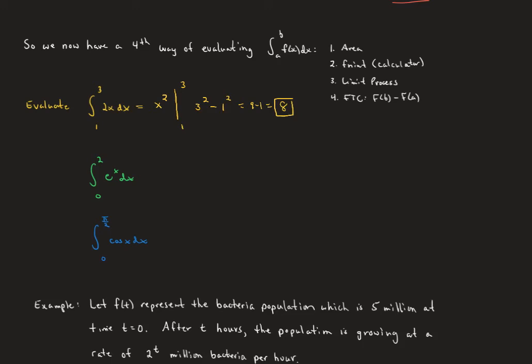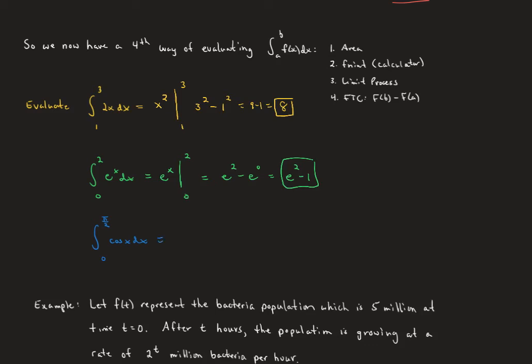So e to the x is still going to be a favorite since we know the derivative of e to the x is e to the x. That means an antiderivative of e to the x is also e to the x. You got to love that e to the x function. Then we're going to evaluate that at the upper limit, so that's going to be e squared minus, at the lower limit, e to the 0, and so that's going to be e squared minus 1.